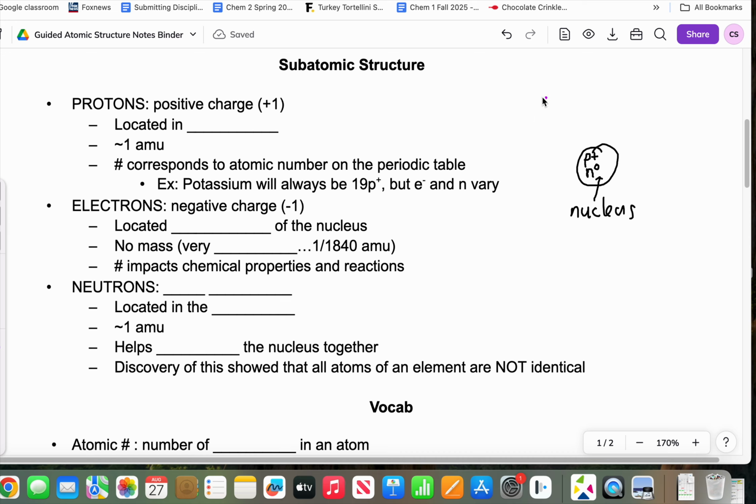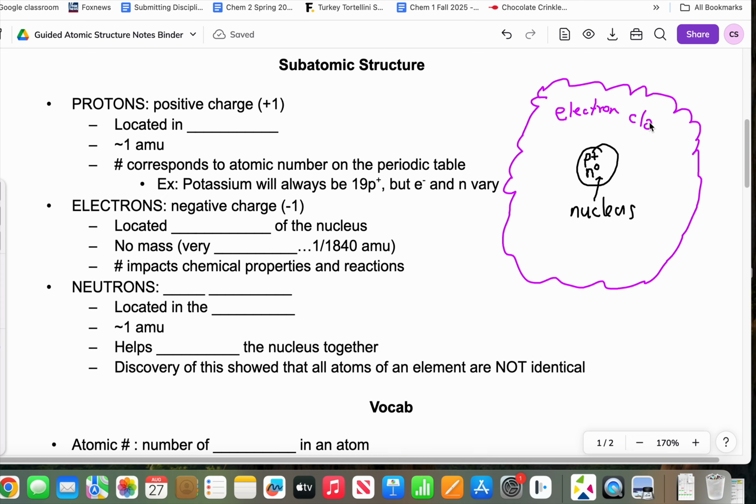Now, outside of the nucleus, this is a little complicated to draw. This isn't really exactly what it would look like, but anyway, I'm drawing this. Outside of the nucleus is this empty space, or mostly empty, and it's called the electron cloud. And in the electron cloud, you guessed it, there are electrons. They're outside of the nucleus in the electron cloud. All right, so I'm going to go through these notes now.